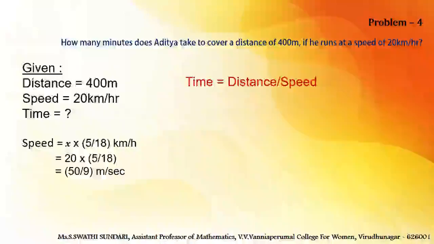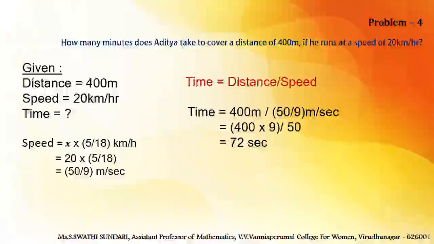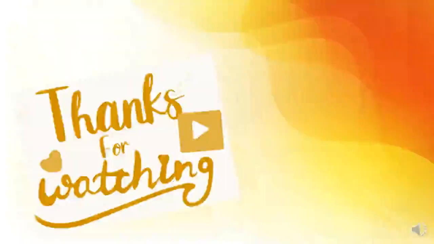Next we're going to substitute these values in the formula. So time is equal to 400 meter divided by 50 by 9 meter per second, and we cancel it over here. We get 72 seconds.